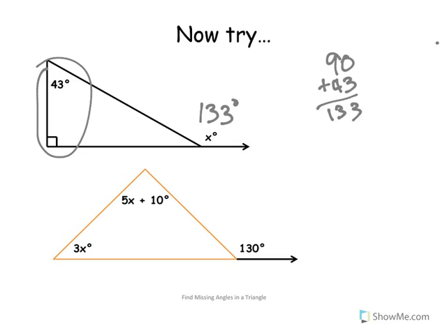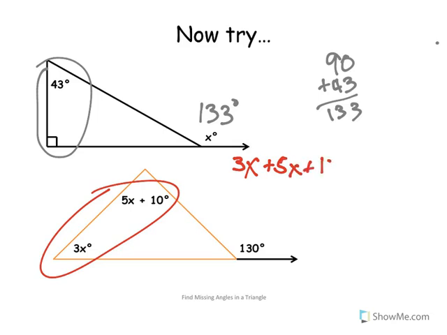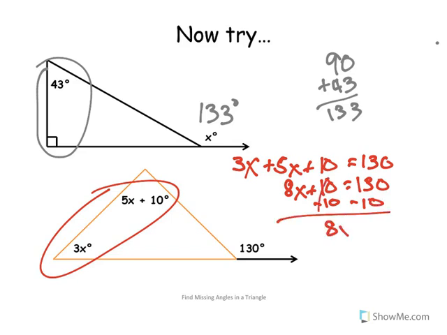Second one actually doesn't necessarily require algebra. If you want to find the acute angle here as 50, you can use the interior angles of a triangle, but I think we're better off using the theorem that we learned today. So I'm going to say that the sum of these two angles, right, 3x plus 5x plus 10, is equal to the exterior angle. So 8x plus 10 is 130, 8x is 120, so x is 15.